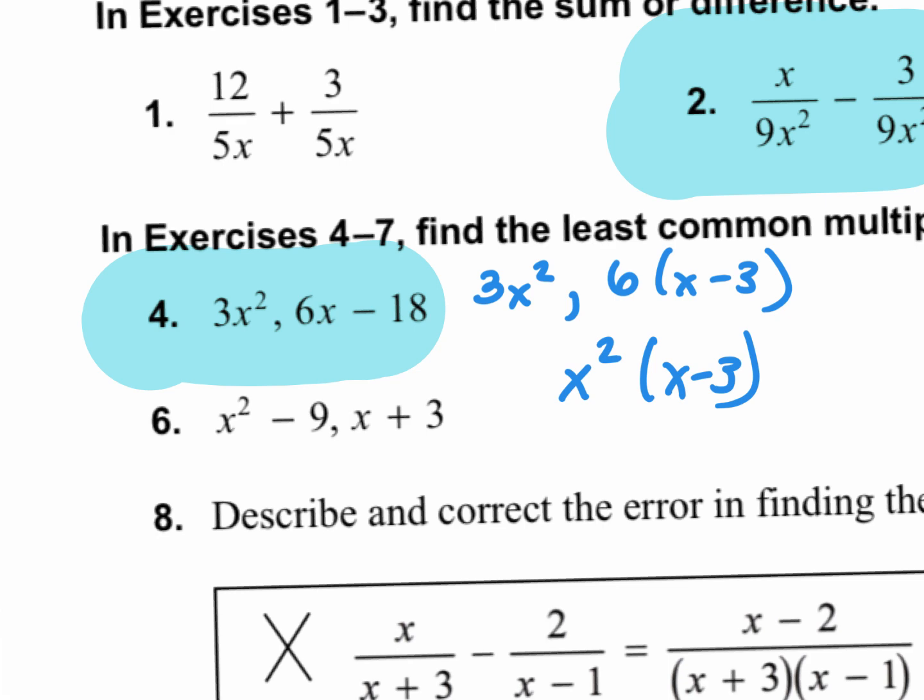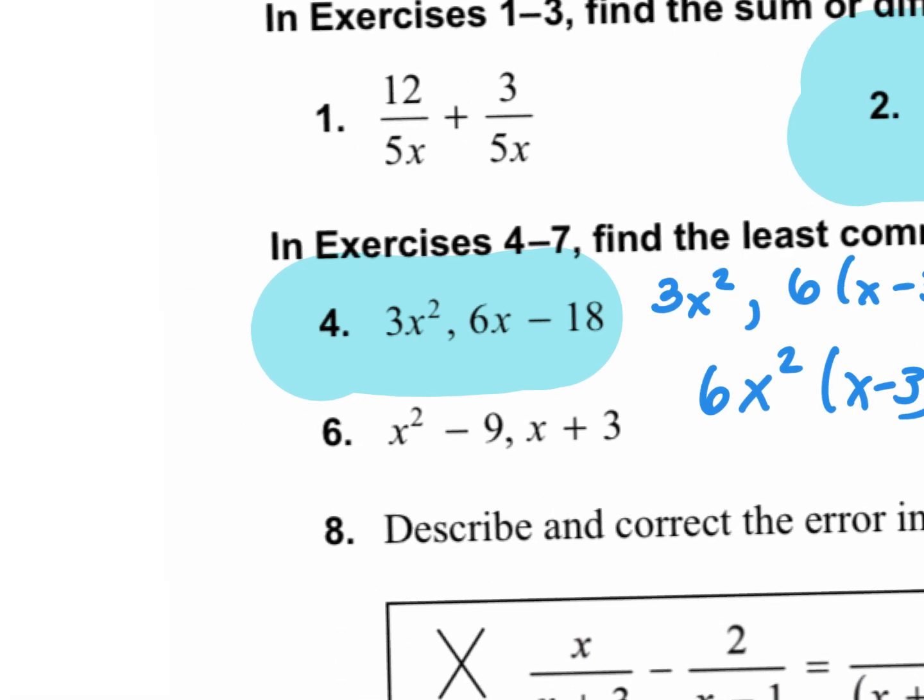Now for number-wise, what is the least common multiple between 3 and 6? 6, right? The least common multiple is the multiple that they have in common, that's the smallest. 3 times 1 is 3, 3 times 2 is 6, 3 times 3 is 9, 3 times 4 is 12, right? So 6 times 1 is 6, 6 times 2 is 12, 6 times 3 is 18. The least common multiple is the smallest one that they have in common, so it would be 6. Another common multiple is 12, but it's not the smallest that they have in common.